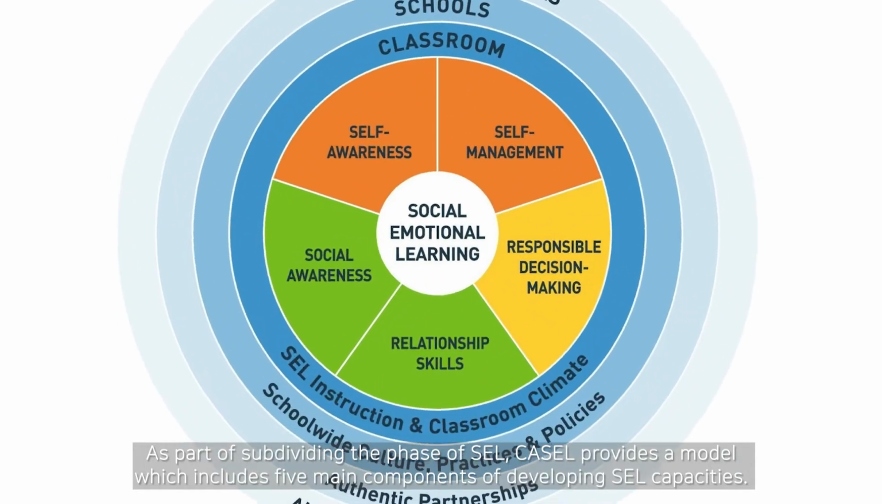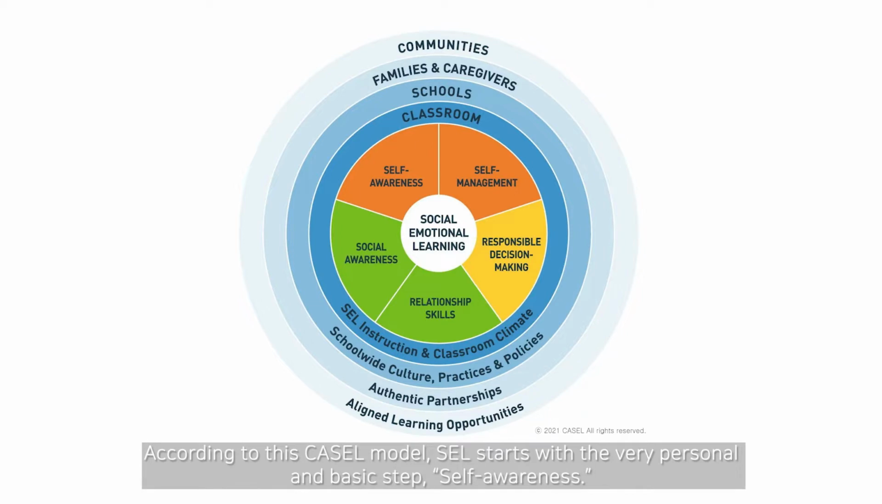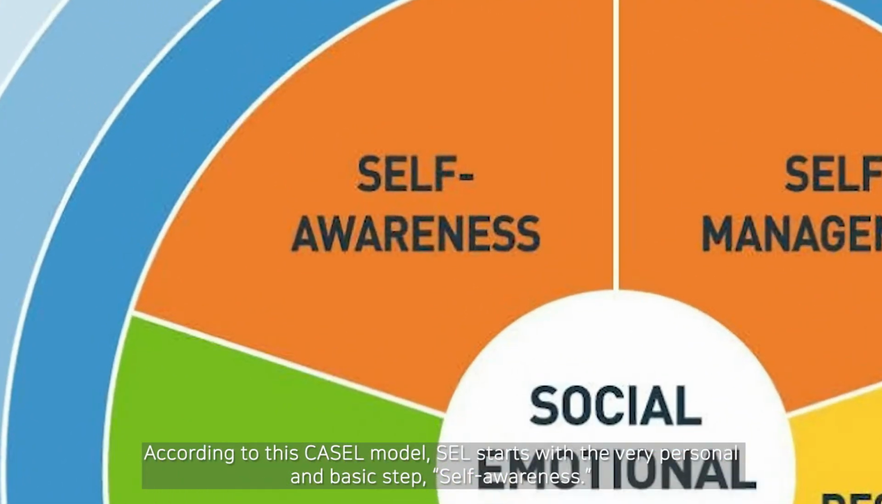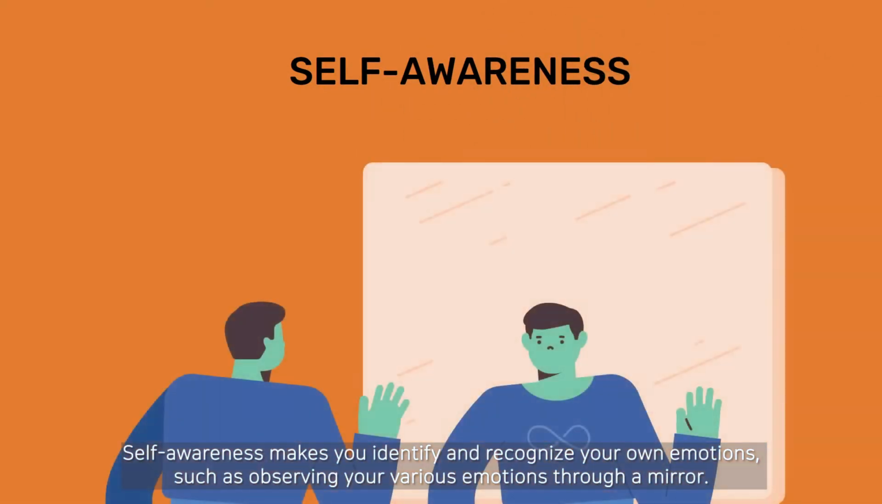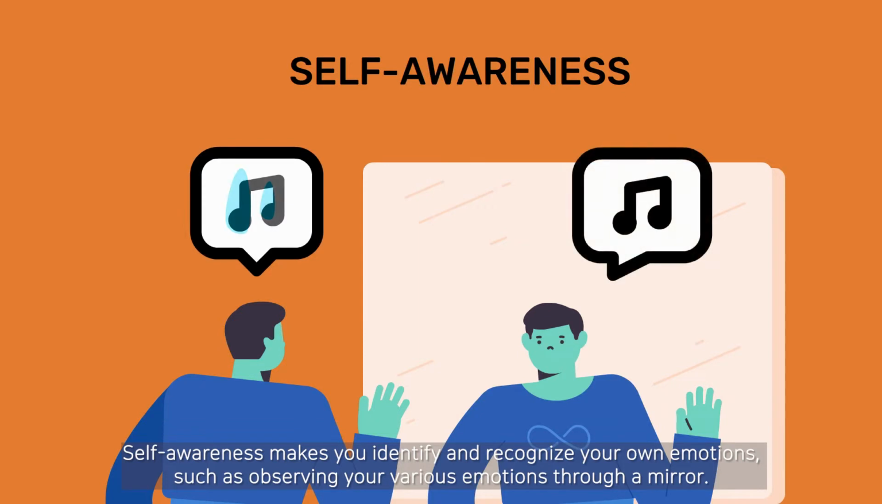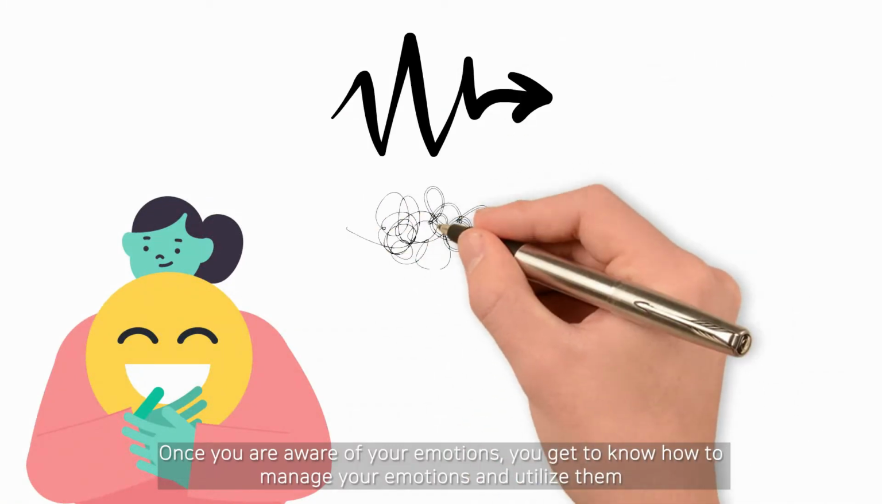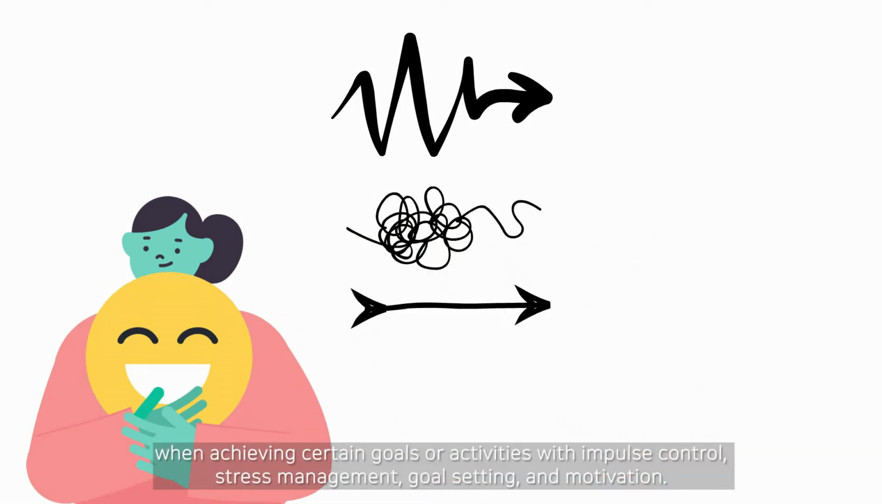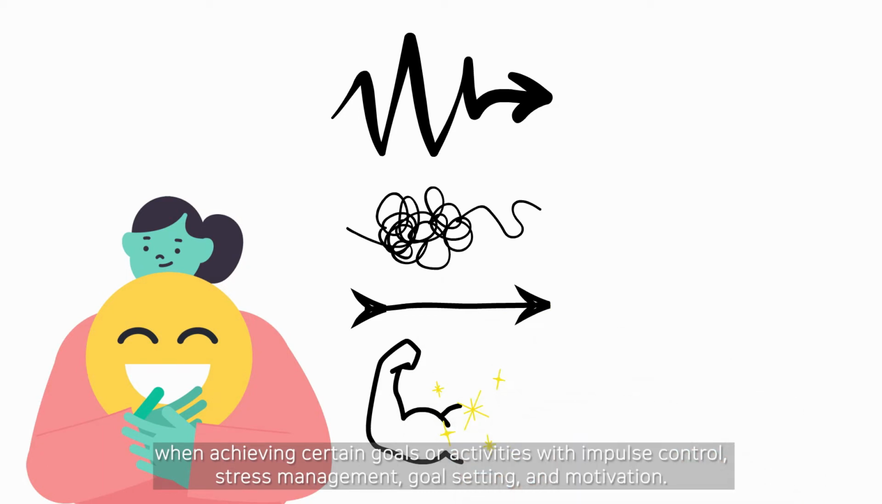As part of subdividing the phase of SEL, CASEL provides a model which includes 5 main components of developing SEL capacities. According to the CASEL model, SEL starts with the very personal and basic step, self-awareness. Self-awareness makes you identify and recognize your own emotions, such as observing your various emotions through a mirror. Once you are aware of your emotions, you get to know how to manage your emotions and utilize them when achieving certain goals or activities with impulse control, stress management, goal setting, and motivation.